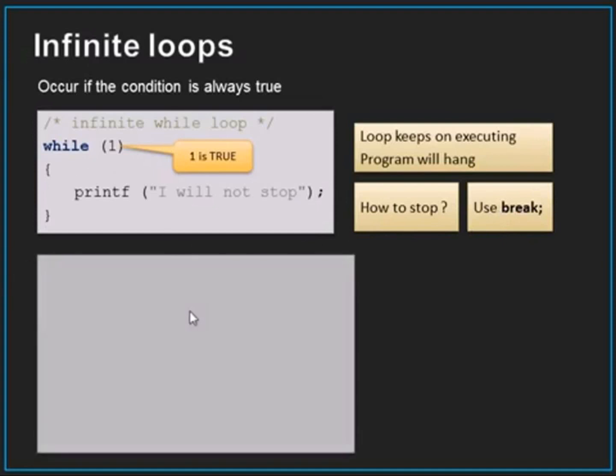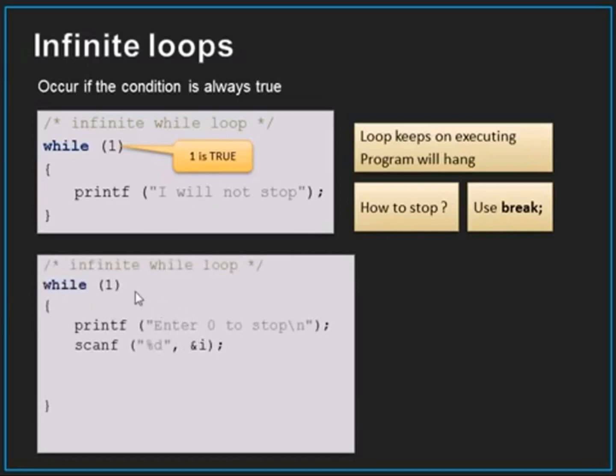Let's say we have this example. We had this example earlier also in the do while section. So this is also an infinite loop. While 1, so it becomes an infinite loop. It prints, enter 0 to stop. It scans your input. You have to enter 0 to stop. So let's put a condition here. If you enter 0, you break. That means you stop the loop.